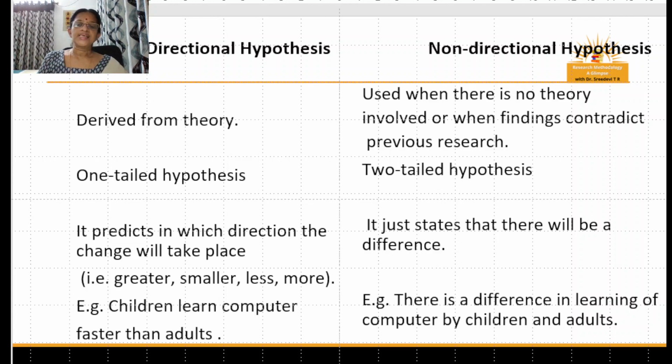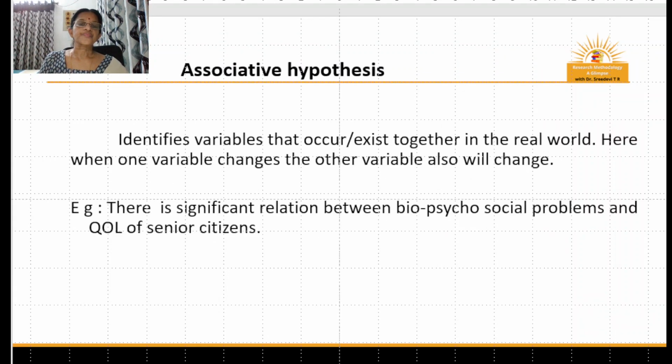In non-directional, it just states that there will be a difference. Example, there's a difference in learning of computer by children and adults. No, it is not giving direction. Who is better, children or adult, is not specified. Only it says that there is a difference.